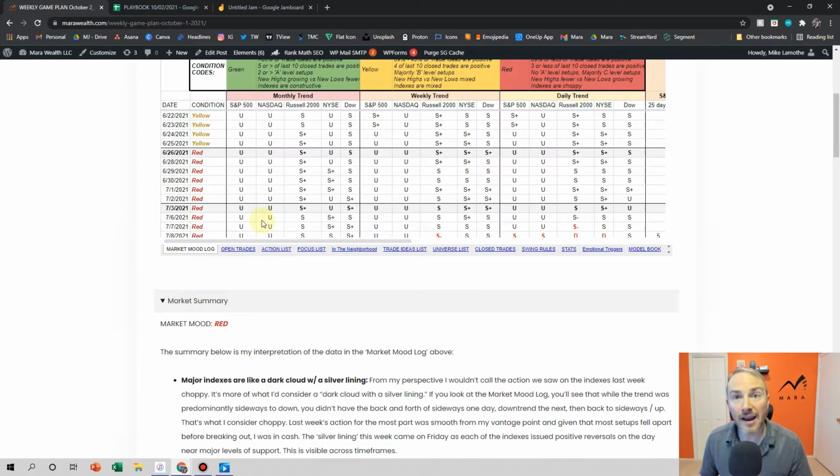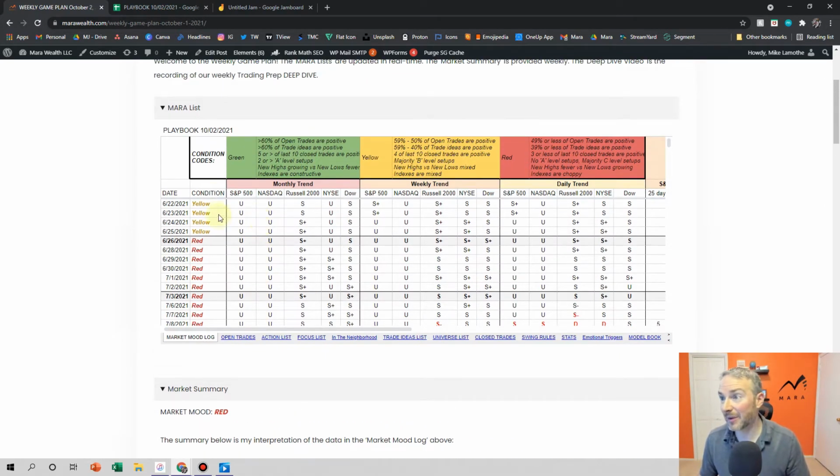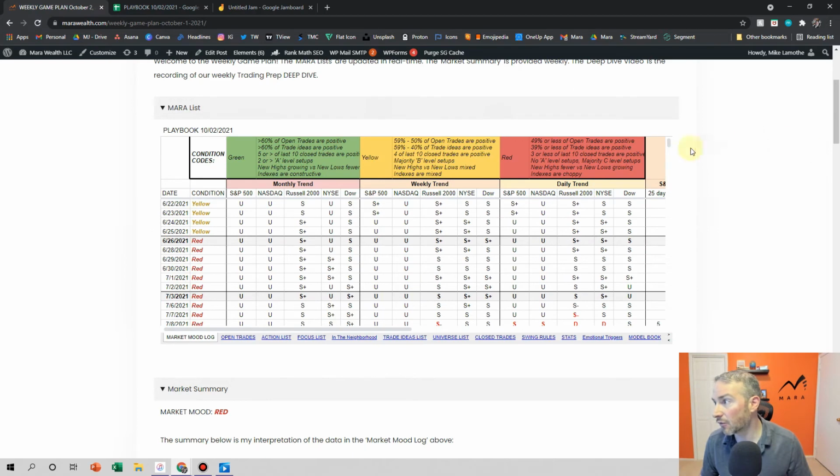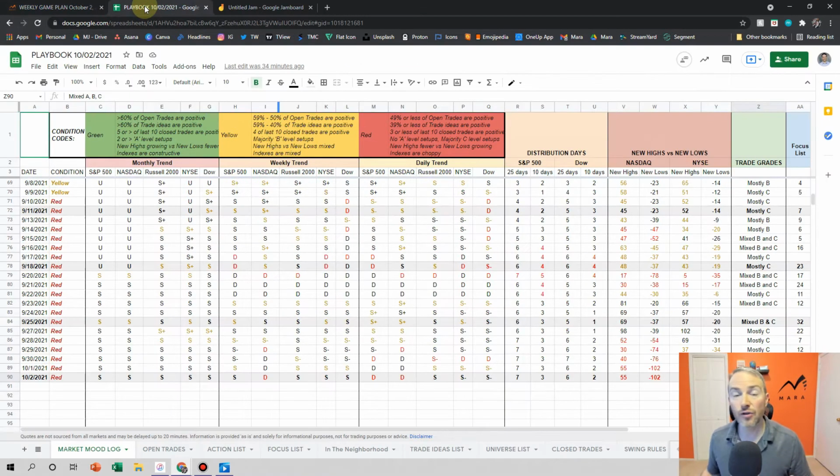Now, the other way that you could access the weekly game plan, or really the playbook part, aside from right here, where you could scroll this way, left and right, and you could scroll up and down as well, is that you're going to get access to the actual Google Sheet where this is stored. In fact, you're going to receive access to the entire folder that has all of the playbooks archived in it. So let me walk you through the different tabs here.